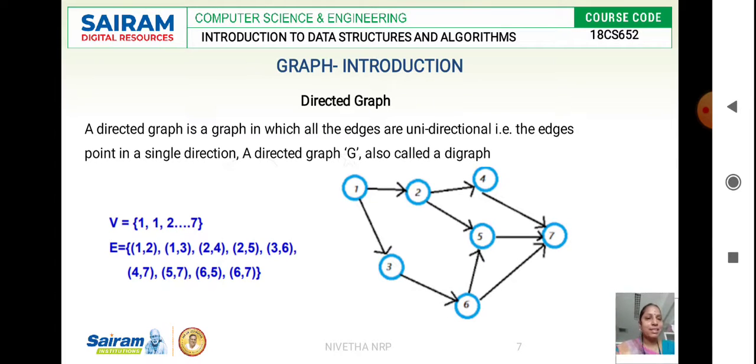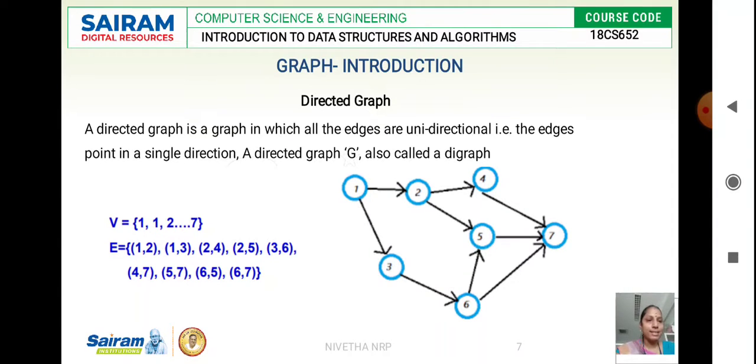So what are the vertices you have in this given graph? 1, 2, 4, 5, 3, 6, 7. These are all the vertices. And what are the edges we have? 1 to 2, 1 to 3, 2 to 4, 2 to 5, 3 to 6, 6 to 7, 6 to 5 and 5 to 7.